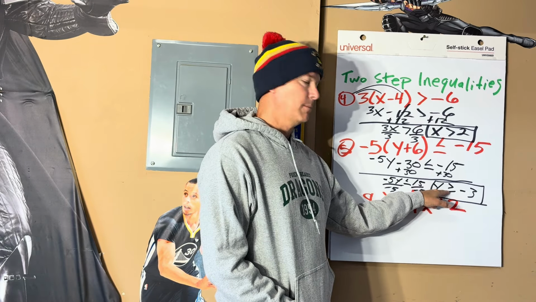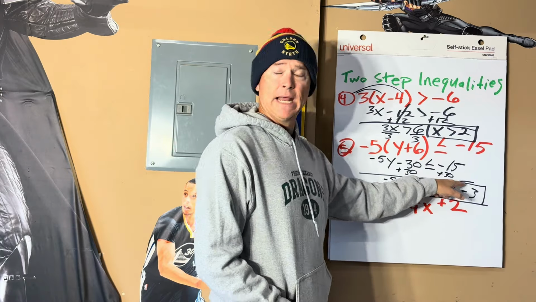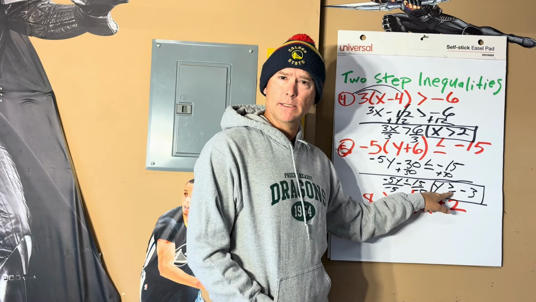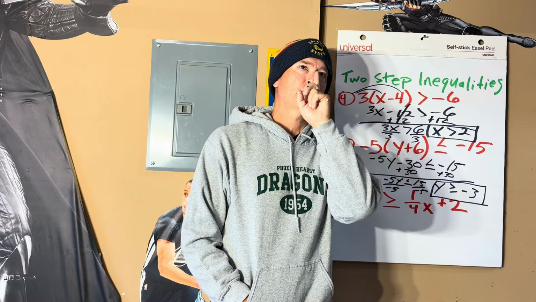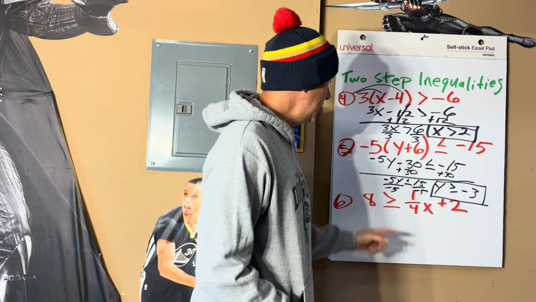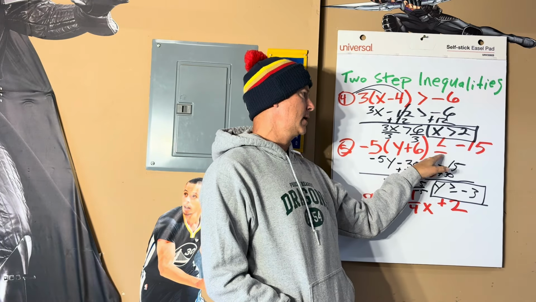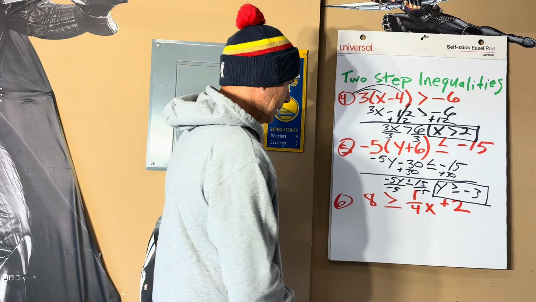Ooh, I have a trick. Watch this. I'm also going to pick -3 because -3 is equal to -3, and it's allowed to do that because there's an equal sign here. So -3 plus 6 is 3. -5 times 3 is -15. -15 is not less than, but it is equal to -15. It works.